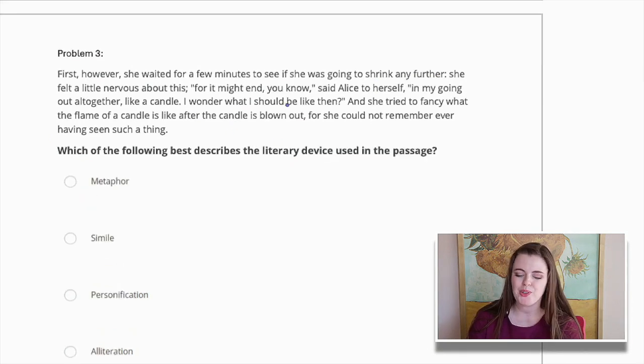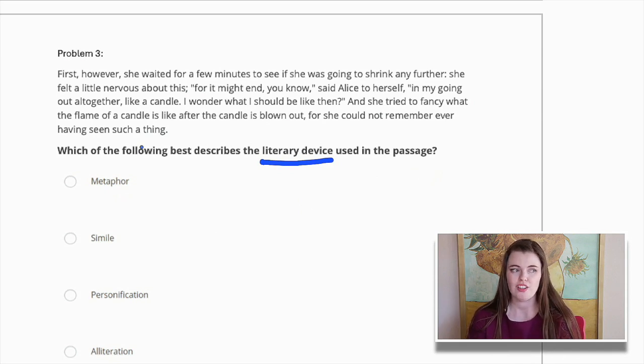Problem 3, we're using the same passage that we just read. Which of the following best describes the literary device used in the passage? A metaphor. Now, a metaphor compares one thing to something else without using the words like or as. It's usually saying something is something. So instead of saying, her heart is like gold, you would say, her heart is gold. I'm not seeing any examples of metaphors here, so I'm going to go ahead and cross that out.